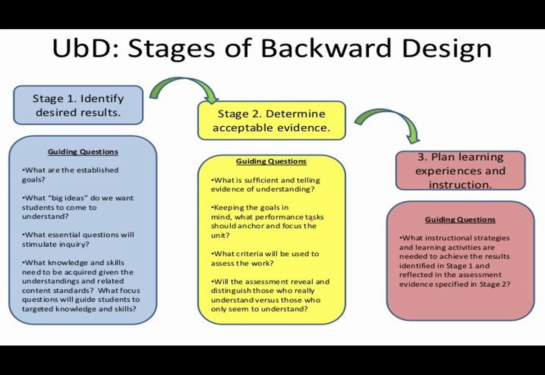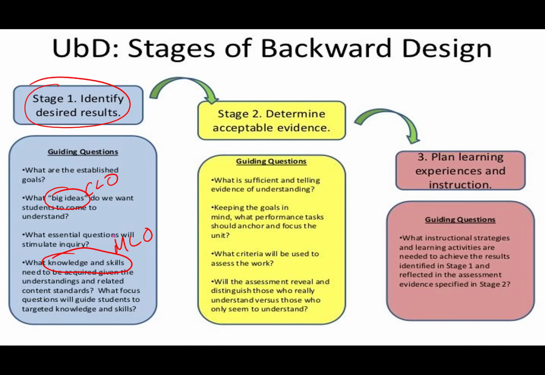The UBD framework is a 3-stage process that we go through. The first stage is that we create our learning objectives. This is our course and module level objectives. More often than not, your big ideas are going to be those course level objectives, whereas the more specific knowledge and skills that we're trying to get are going to be our module level objectives.